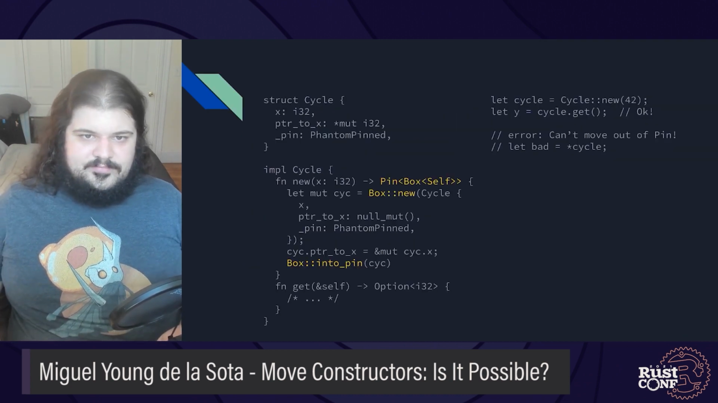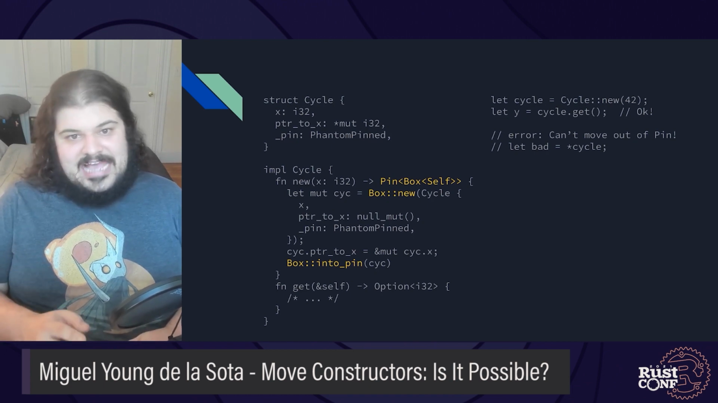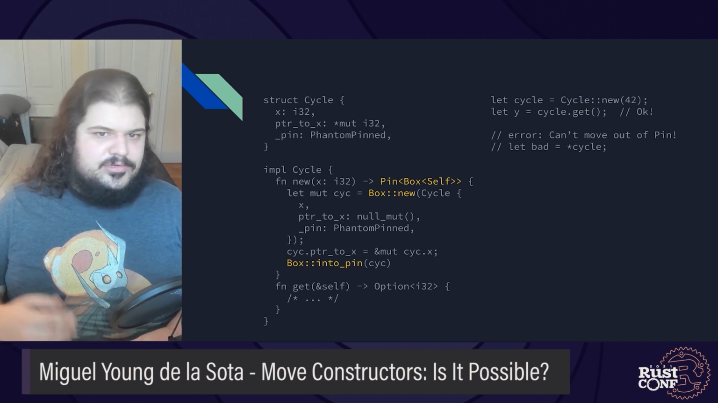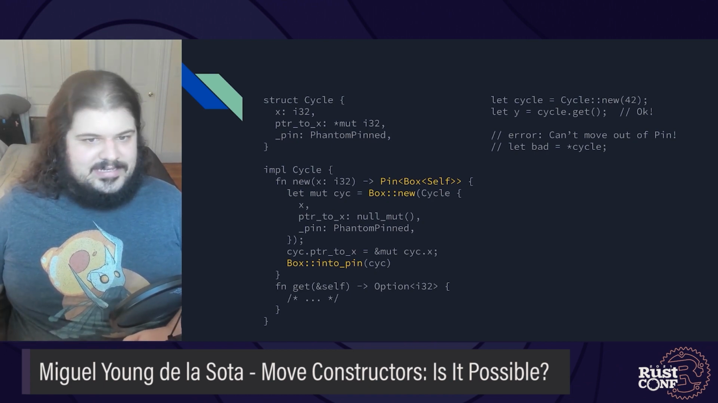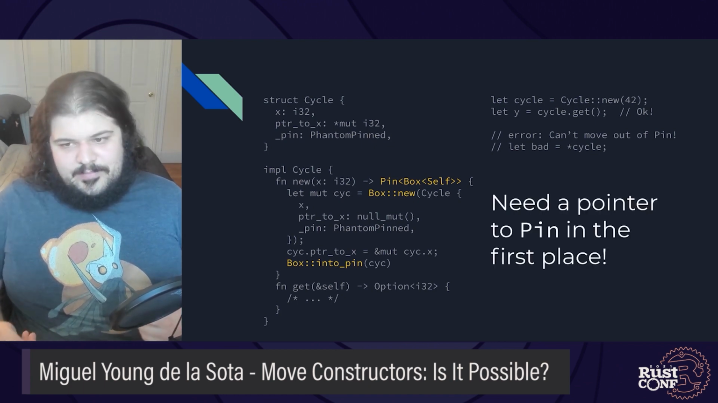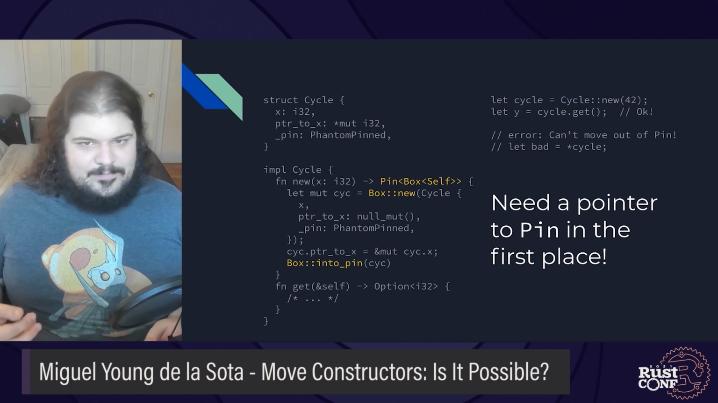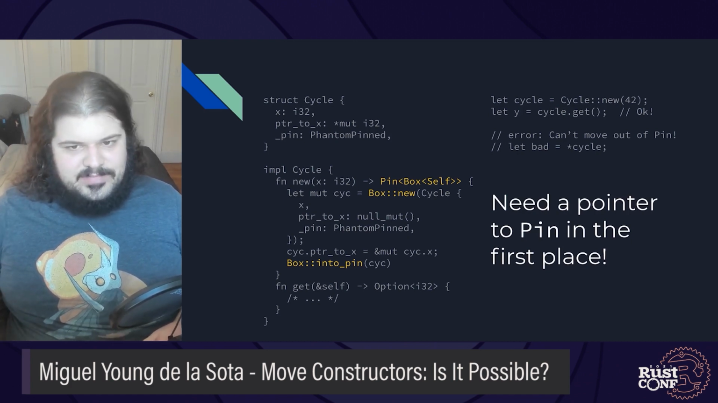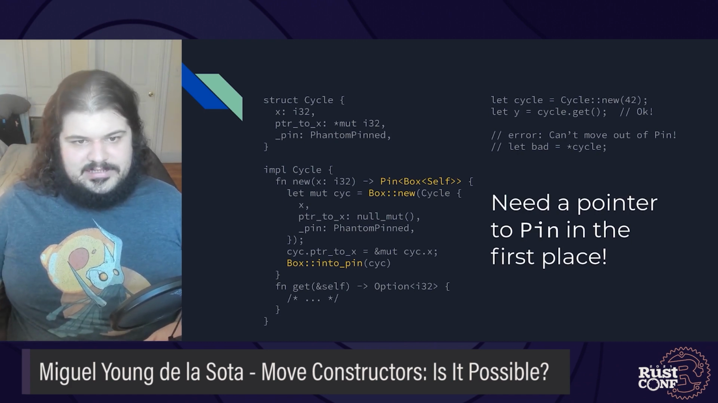So unsafe code can do whatever it wants, and safe code can do whatever it wants, and unsafe code doesn't need to care. If you're watching closely, though, I actually needed to add a Box to Cycle::new to allow me to return the pinned data. This is a problem. We need a pointer to pin in the first place. You can't pin an object and return it. That doesn't mean anything in the Pin formalism.